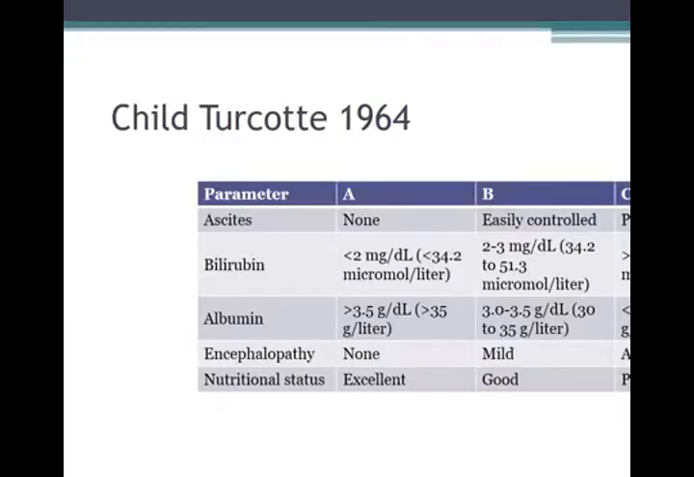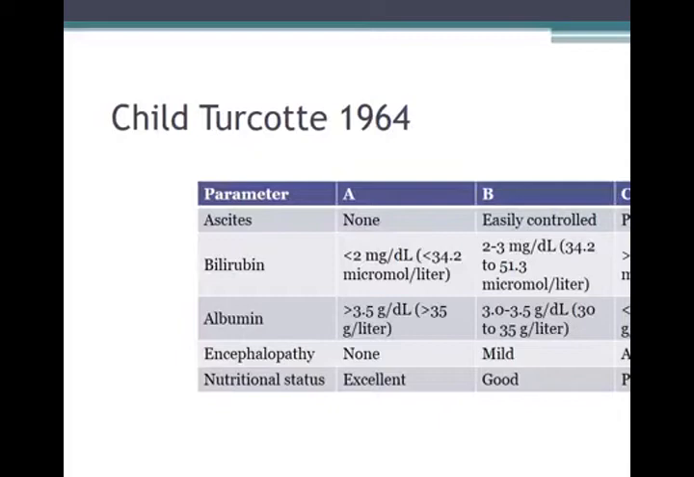This is the Child-Turcotte score, which was first presented in 1964. The parameters which were taken into consideration at that time were ascites, level of bilirubin, albumin, encephalopathy, and nutritional status. It was classified into class A, B, and C.